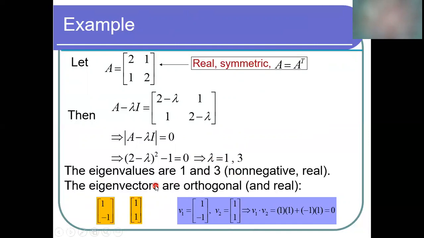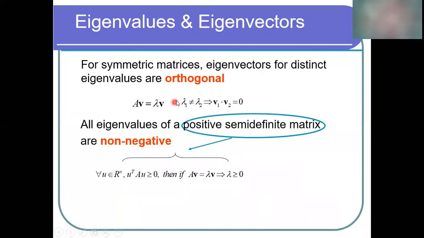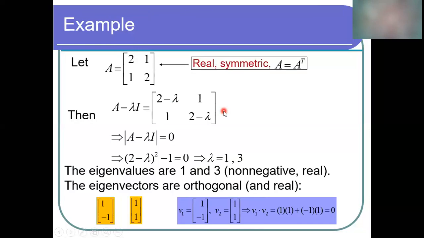The corresponding eigenvectors are orthogonal because the eigenvalues are real and distinct. So the eigenvectors are (1, -1) and (1, 1). These are V1 and V2. If I get the dot product between V1 and V2, it is equal to 0, and this satisfies the property. So in that case, V1 and V2 are orthogonal.